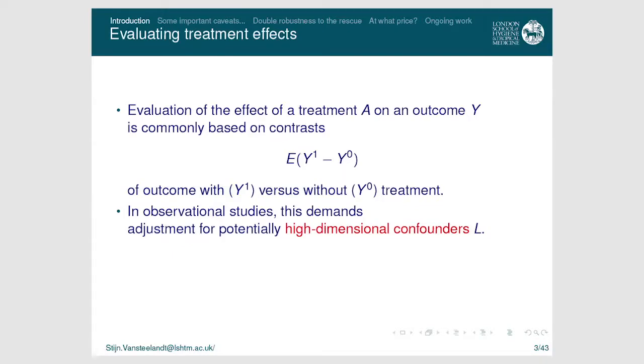Okay, so here is a problem I'm going to focus on. I'll focus on the effect of a treatment, which I'll call A. This is going to be a dichotomous treatment, so either you get treatment, yes or no, on a certain outcome. And ideally, what I would like to do is to contrast for the same person the outcome Y1, if I would treat that person, versus the outcome Y0, if I would not treat that person.